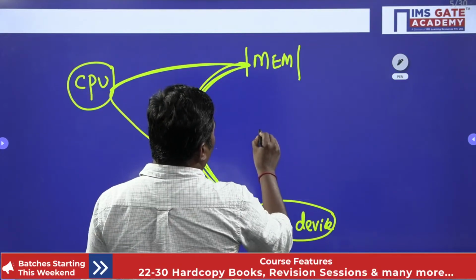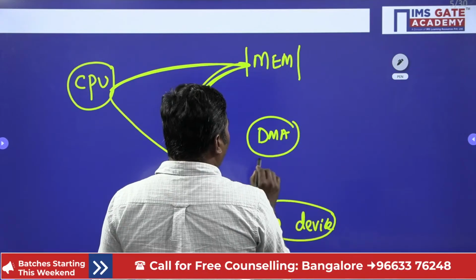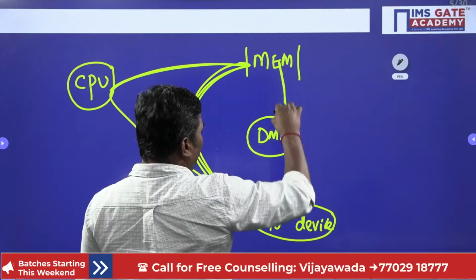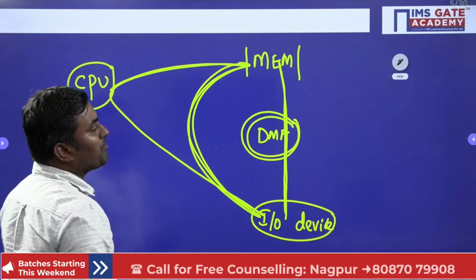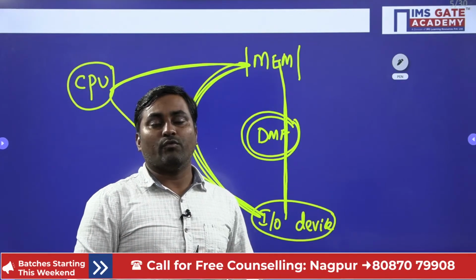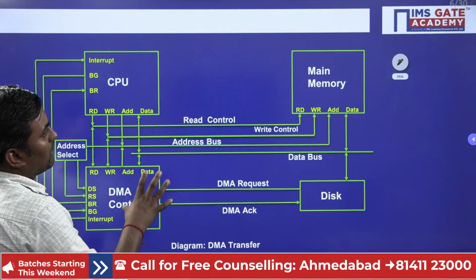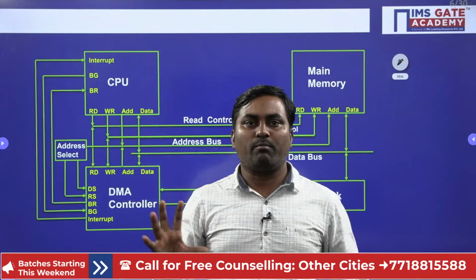Now I am introducing the DMA controller. Here is a DMA. When a DMA is involved, data transmission between the memory and device will happen through the DMA controller only, not by the processor. So that is the understanding. Look at the small sample diagram I have drawn, where the DMA controller is connected, and the device, memory and processor are there.